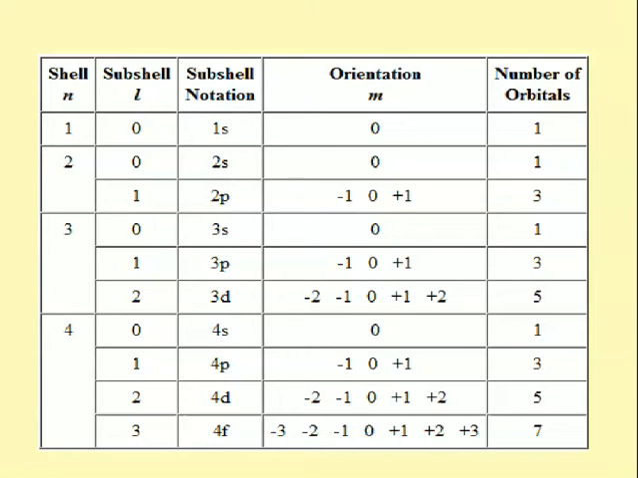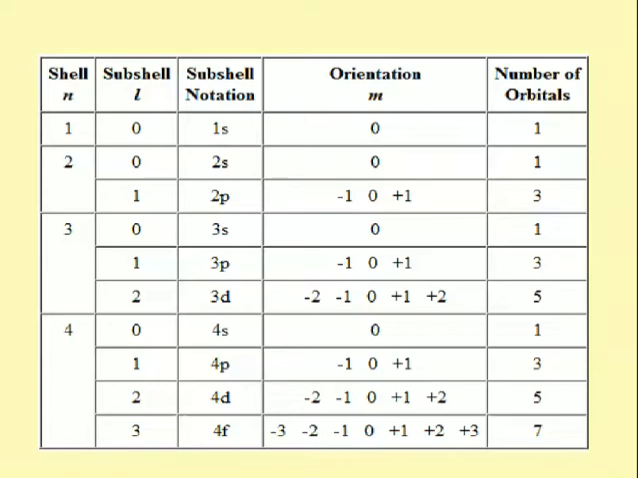So here is the complete representation of the electronic distribution in the first 4 shells. Here I have represented n as the shell, l as the subshell, then how to denote that particular subshell, then the orientations and the number of orbitals possible.